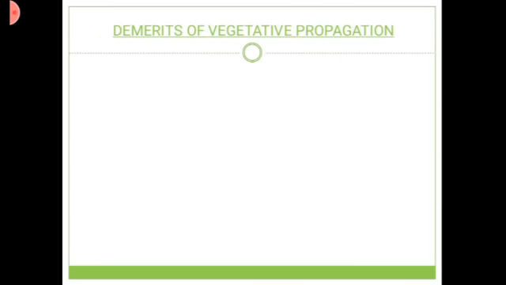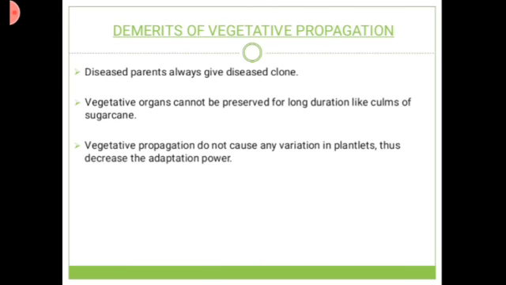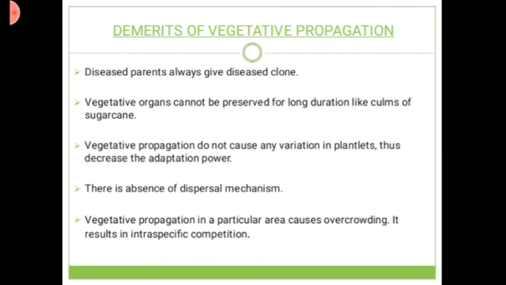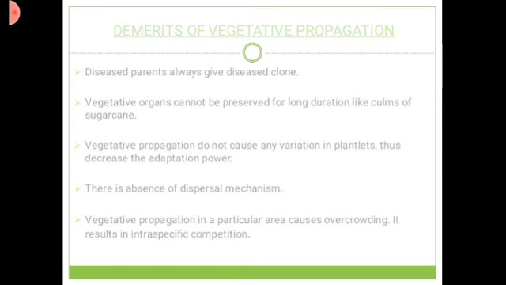Next, what are the disadvantages of vegetative propagation? Diseased plants always give diseased clones. It means if the plant is diseased, then it will form a diseased plant only. So before taking this initiative of vegetative propagation, it should first be checked whether the plant is disease resistant or not. Then, vegetative organs cannot be preserved for a long duration. Vegetative propagation does not cause variation, and there is absence of a dispersal mechanism. These are some of the disadvantages of vegetative propagation.